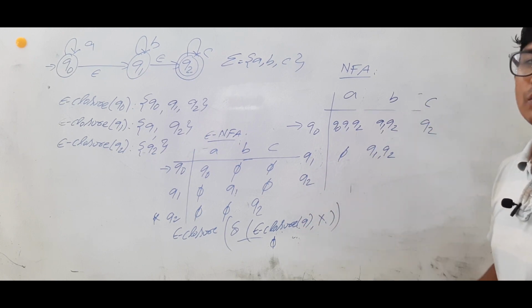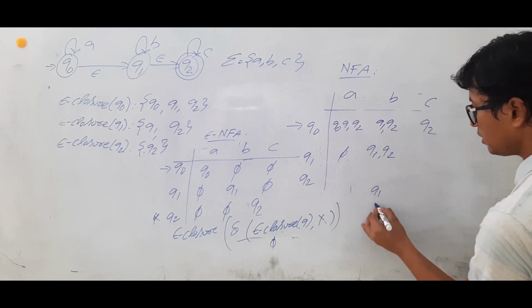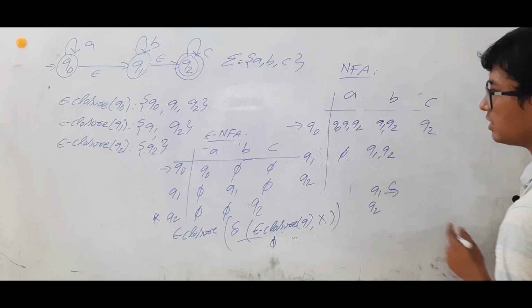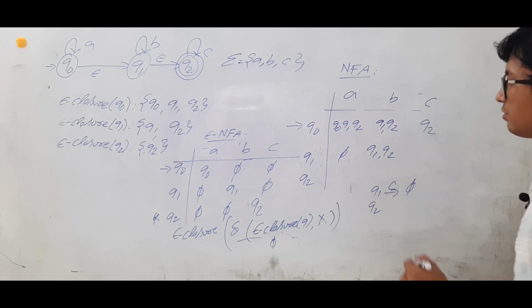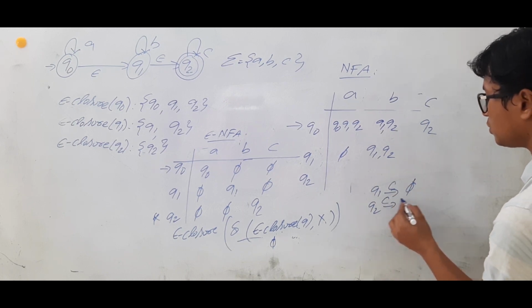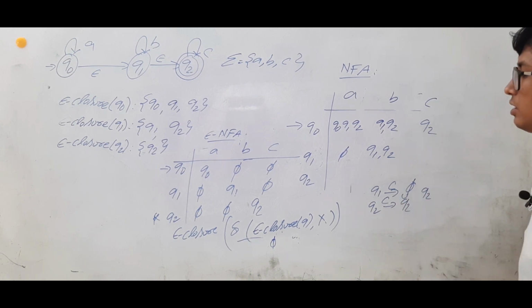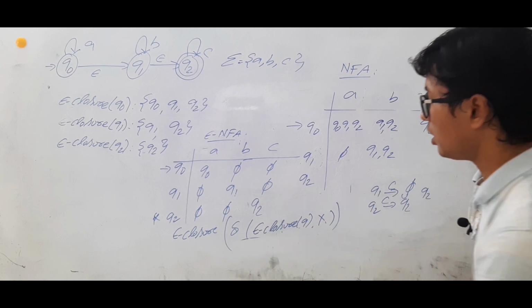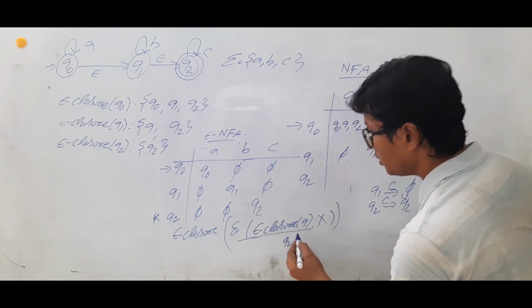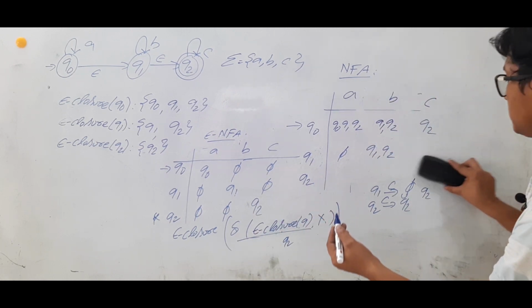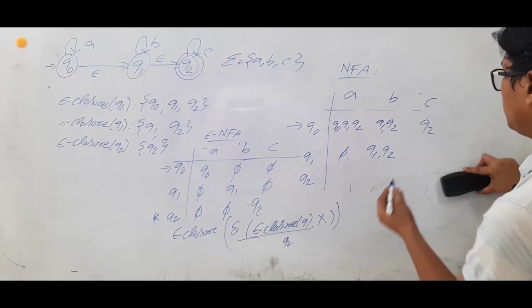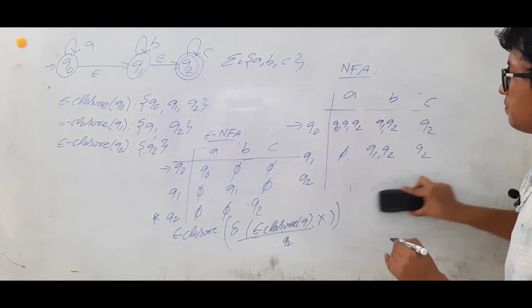Now, similarly, I need to calculate Q1 on C. Epsilon closure of Q1 is Q1, Q2. Q1 on C, is it going anywhere? No, it is not going anywhere. Q2 on C is going to the state called Q2. So, if I do union, I will get a state called Q2. Now, this total one, I got Q2. Now, epsilon closure of Q2 is Q2 alone. So, Q1 on C is going to Q2.